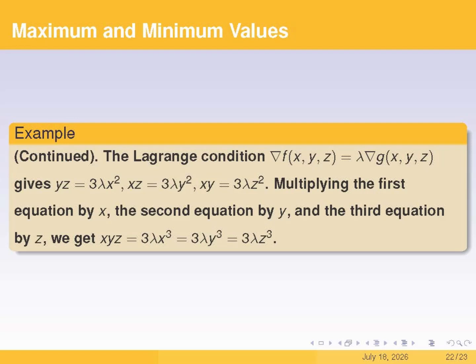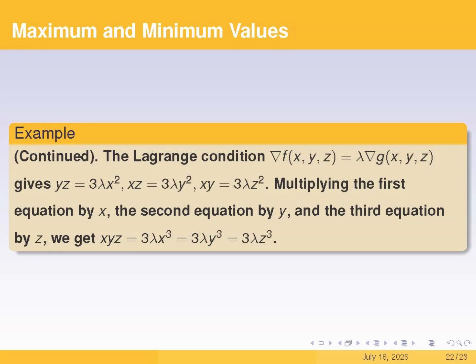This means that the first component of the gradient of f is yz, which must equal lambda times the first component of the gradient of g, giving us 3 lambda x squared. The second component of the gradient of f is xz, which has to equal lambda times the second component of the gradient of g, giving us 3 lambda y squared. And the third component of the gradient of f is xy, which must equal lambda times the third component of the gradient of g, giving us 3 lambda z squared, just like you see on the second line.